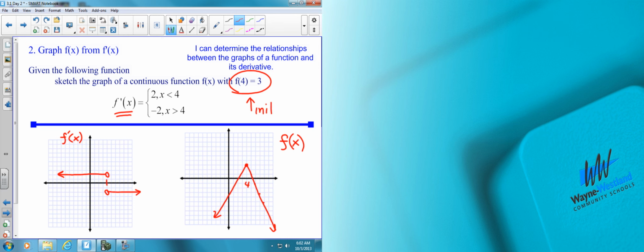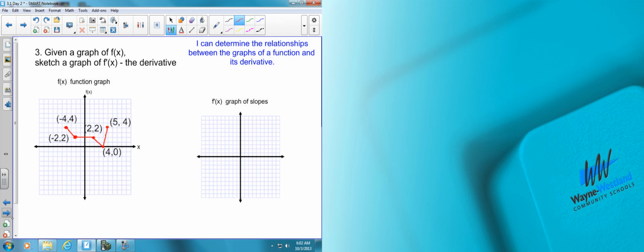This is sometimes called your initial value. And look for those, because you can always graph those points to get you started. Last but not least, well, almost last, given a graph of the function, sketch a graph of the derivative. Here, so this time we're going backwards. We're starting with a function graph.